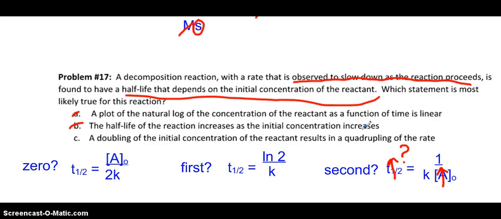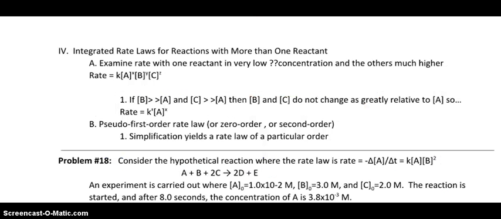The doubling of the initial concentration of the reactant results in the quadrupling of the rate. And that is true. If you go back and look at page 5, which I'm not going to do, you'll see that is correct. And this really is the classic definition of a second order reaction. So let's go on to problem number 18. All right, so this is the integrated rate laws for reactions with more than one reactant.